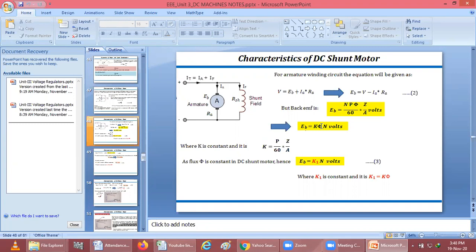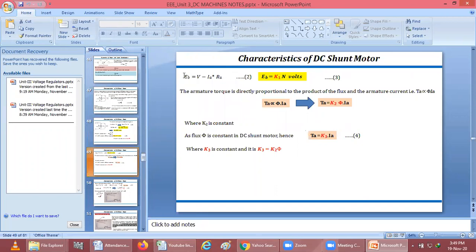Phi is nothing but generated flux and N is speed. So we can write K phi N wholes. So if you are getting here K phi N, you can again take K into phi as a K1. If you are considering again one constant, you will get EB equal to K1 into N. Now, we are supposed to solve these equations.